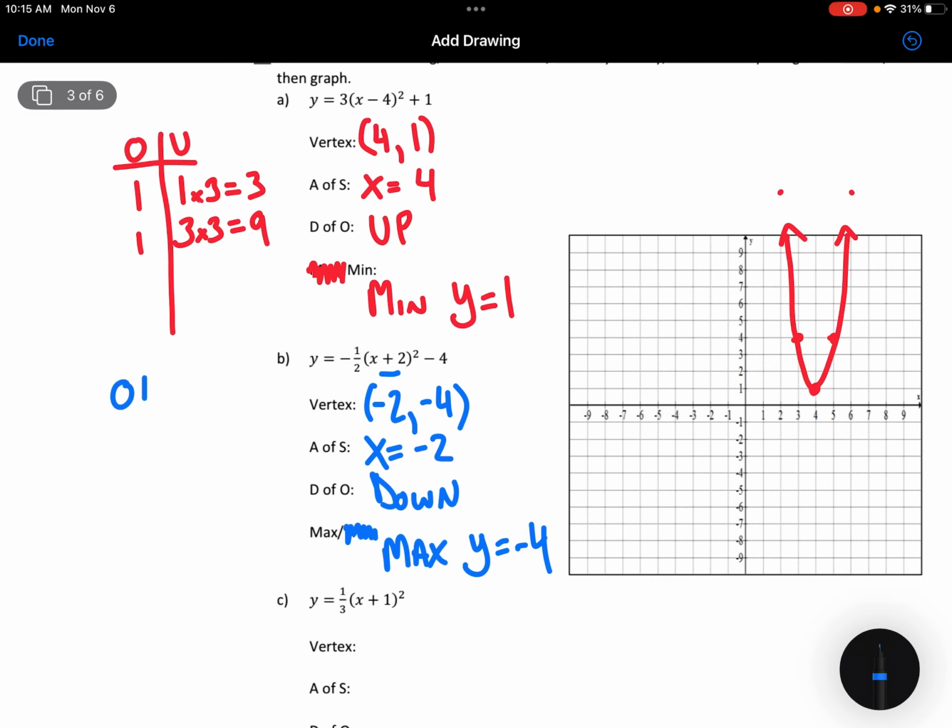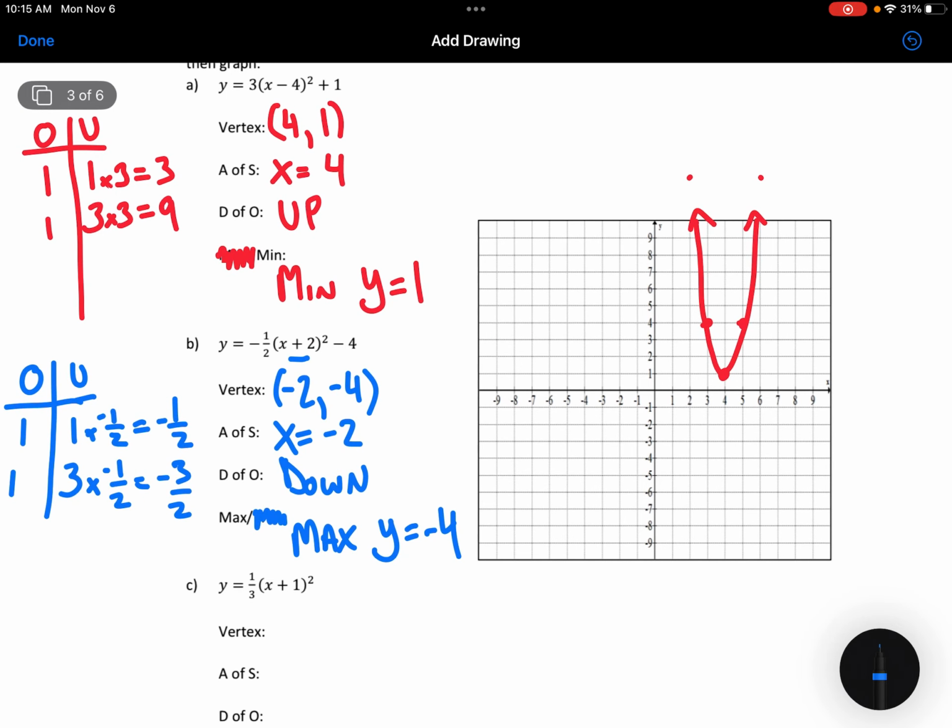So over and up, 1, 1, up. We have 1 and 3, but we're timesing that by 1/2. And we're actually timesing it by -1/2 because we're going down. Okay, so we're going down 1/2, or up -1/2, and then down 1.5. Okay, so we're gonna have -2 and -4. So there's our starting point.